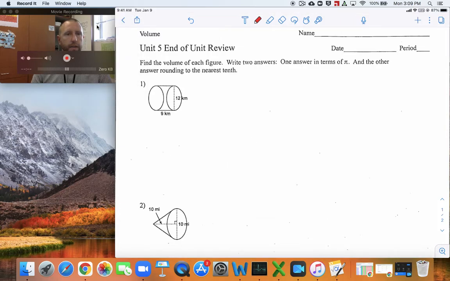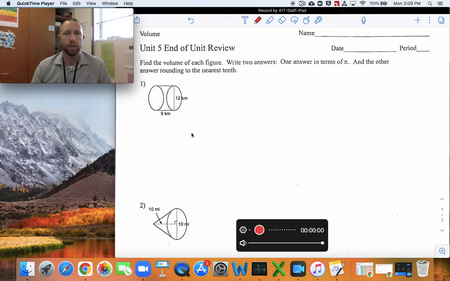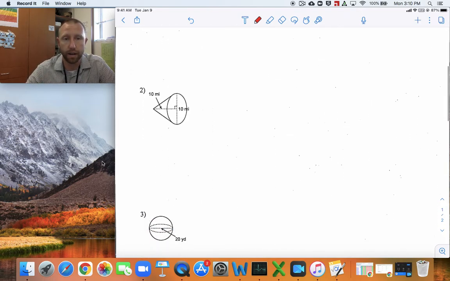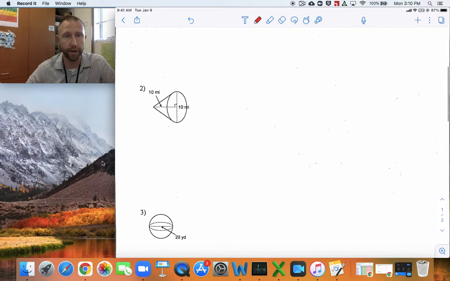All right, guys. So I am going to be going over the Unit 5 end of unit review. This is before you take your end of unit quiz for Unit 5. And we start off with just three basic volume questions. Okay, so we've got all three shapes that we learned about here. We've got the cylinder first, the cone second, and then on the bottom of the page there, the sphere.